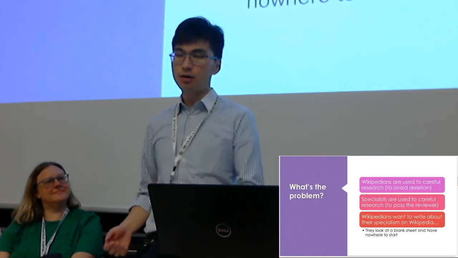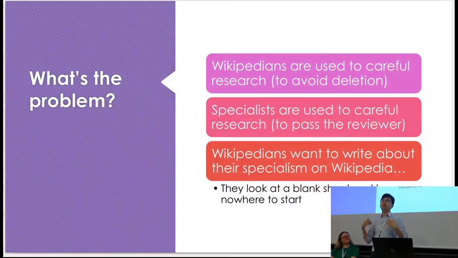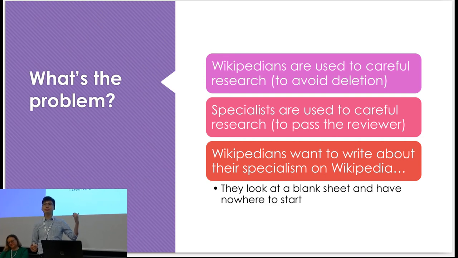So the problem here is that if we are traditional Wikimedians and Wikipedians on a big project in particular, we're very used to careful research on the sources to avoid other people deleting our work from Wikipedia. And for those of us who are specialists in any kind of scientific or sustainability related field, we are also very used to very careful research in our day jobs so that our clients or funders or end users will respect our work and we can promote our own career and have an impact. So this is the part where we need to pass a reviewer with the citations.